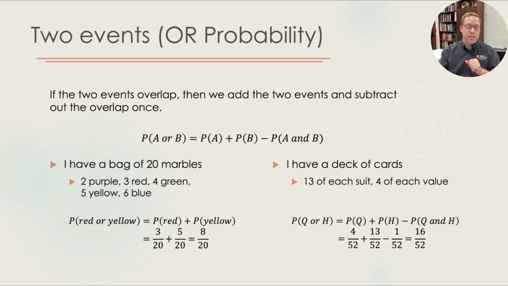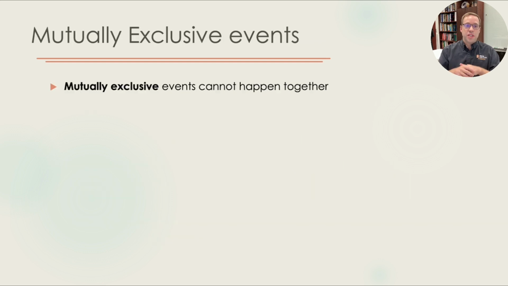Well, that has everything to do with mutual exclusivity. Mutually exclusive events cannot happen together. It's impossible. So you have event A and event B. Either A happens or B happens. There's no way for them to happen at the same time. These are called mutually exclusive events. There are other events that are non-mutually exclusive. I'll show you a couple of examples of those in just a second.